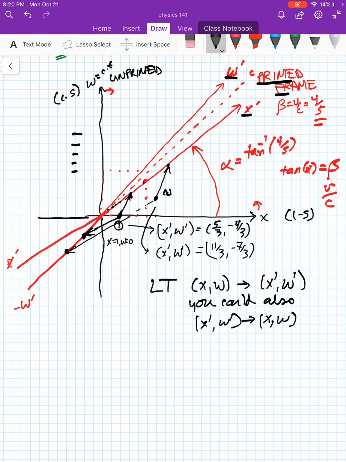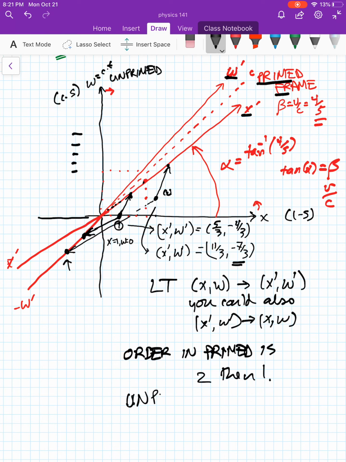Not only that, but this diagram allows you to see that when you're in the moving frame, the order of events has changed. Because event 2 happens at an earlier time, that is farther in the past, the order of events in the primed frame is 2, then 1. In the unprimed frame, it's clearly 1, then 2.